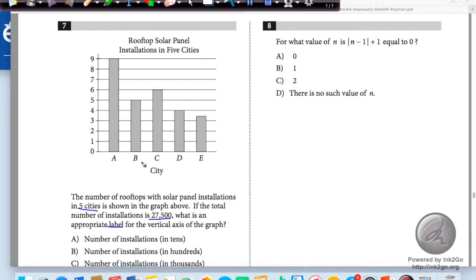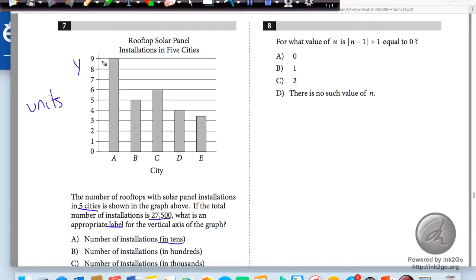So here I have 5 different cities, and I want to know what is the approximate label for the y-axis. Meaning if they haven't provided me units, that's really what they're asking for. What should the units be in terms of the increments here from 9 to 8 to 7? They're giving you possible answer choices in tens, in hundreds, in thousands, and then in tens of thousands.